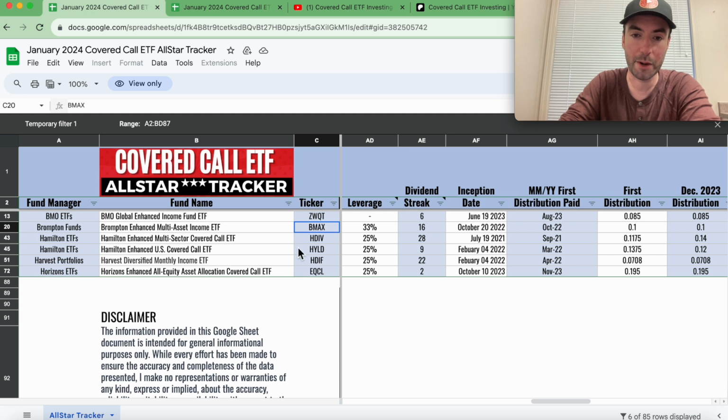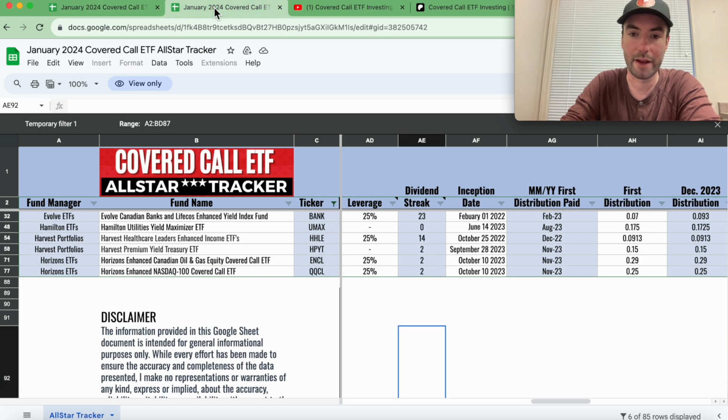For the most part, other than ZWQT, all these other all-in-one funds have leverage. And a little over half of the sector funds also include leverage as well. Price performance is a little bit higher, pushing up yield a little bit higher. The only two without it being UMAX and HPYT.